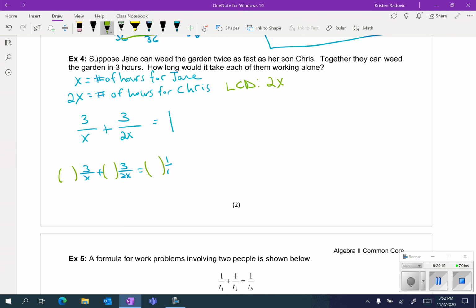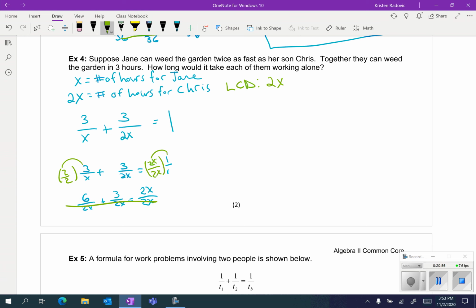Your first fraction has the x, but it's missing the 2. Your second fraction has the 2 and the x. It's not missing anything, so you actually don't have to multiply by anything, which is great for us. Last fraction is missing everything, right? Because we're weeding one garden. In order to bring 1 in the denominator to 2x, you need to multiply by 2x over 2x. That means we're going to get 6 over 2x plus 3 over 2x is equal to 2x over 2x.